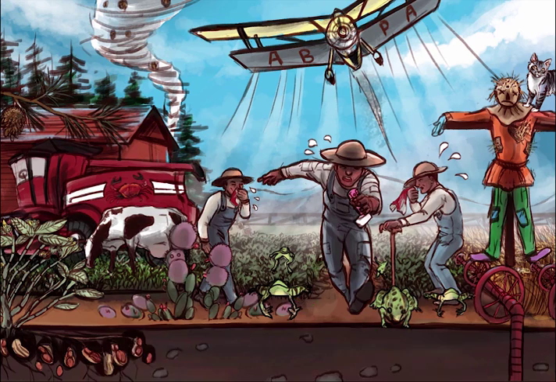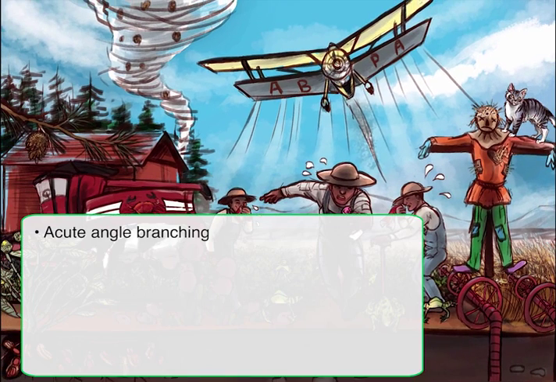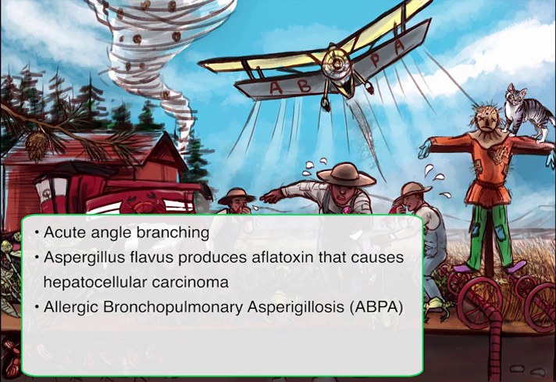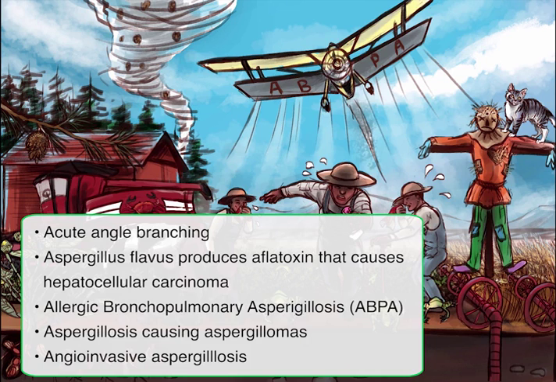Key points to remember are the acute angle branching, and that Aspergillus flavus produces aflatoxin that causes hepatocellular carcinoma. Also know how to distinguish between the three manifestations of Aspergillus infections. Those are allergic bronchopulmonary aspergillosis, aspergillosis causing aspergillomas, and angioinvasive aspergillosis. It's quite a tongue twister. Anyway, good luck to you.